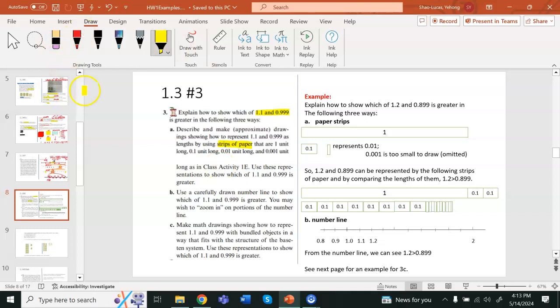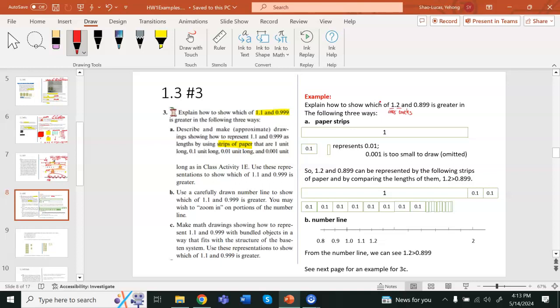And here for homework problems, you don't have to use real objects. You could just use drawings to show paper strips. So for example, here, first we want to use paper strips to demonstrate 1.2. And remember, let me mark the place values. So this is the 1's place, and that's the 10th place. So first we're going to start for the paper strips method. We want to start from the largest place value, which is 1, the ones.